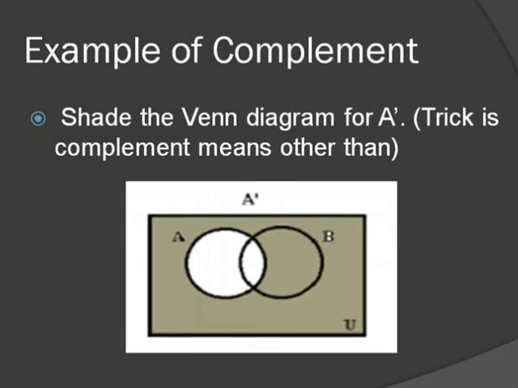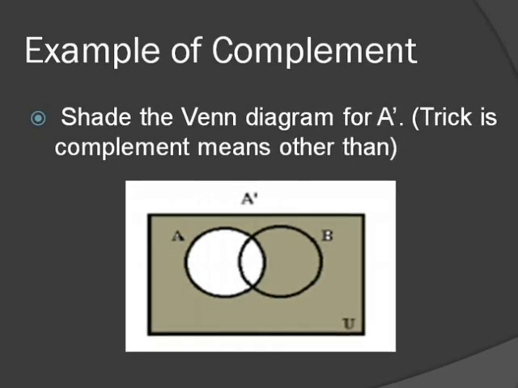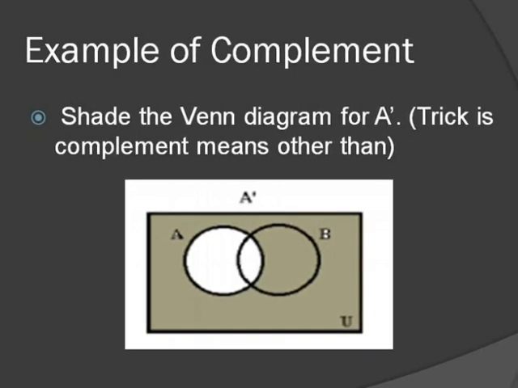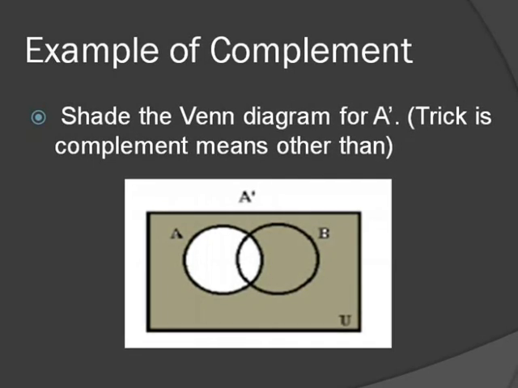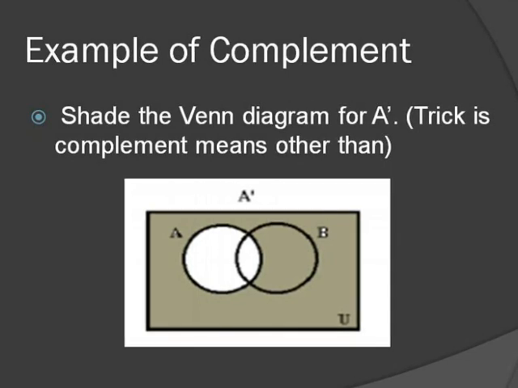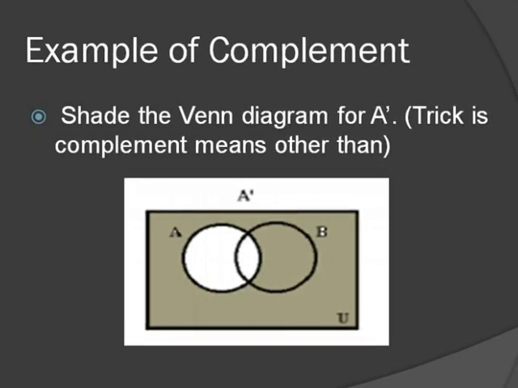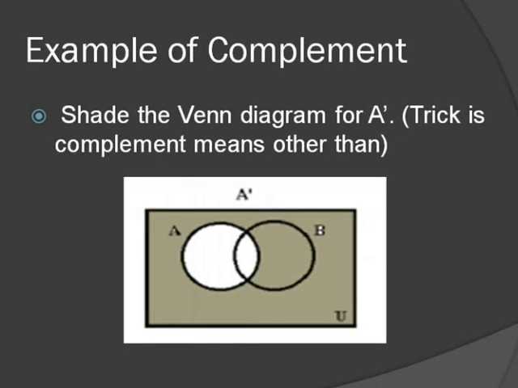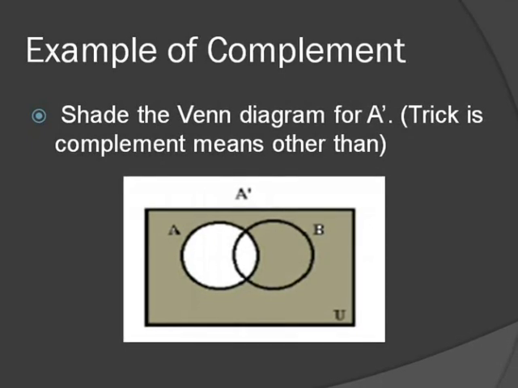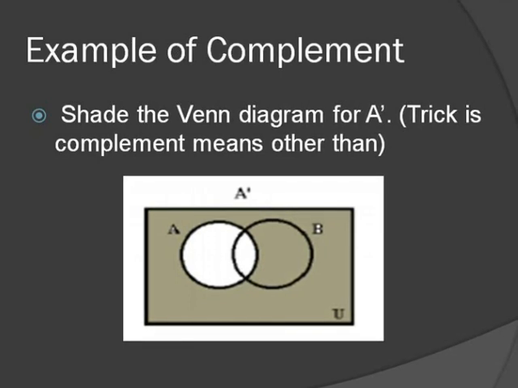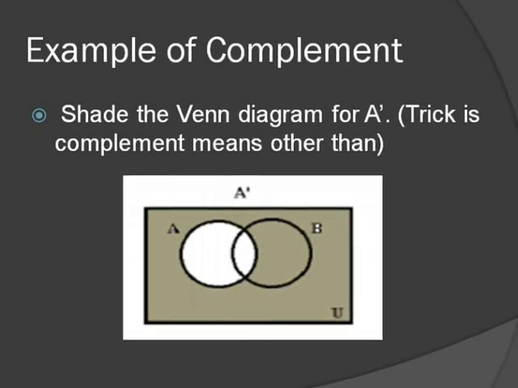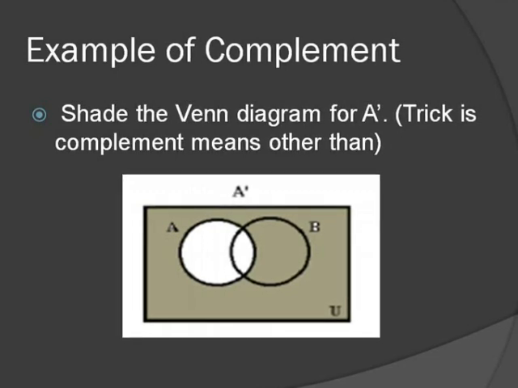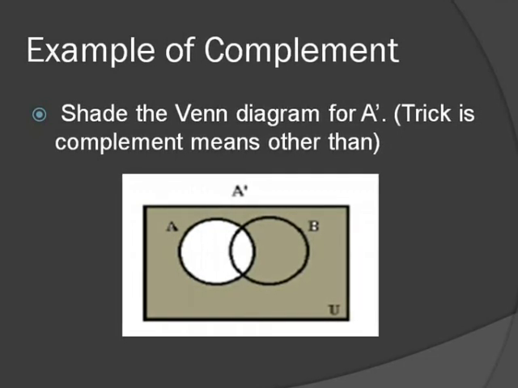So the first slide is an example of a complement, and there is a trick for complement. Whenever you are asked to shade a complement, just remember that complement means other than. If you are asked to shade A complement, you have to shade everything other than A. If you are asked to shade B complement, you will shade everything other than B. If you are asked to shade C complement, you will shade everything other than C. So this is basically the trick of complement.